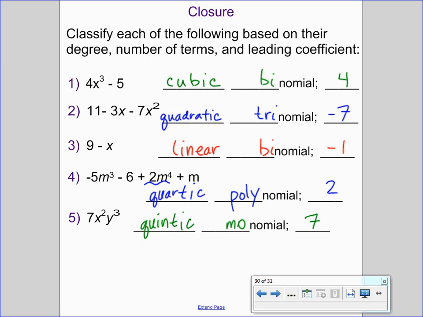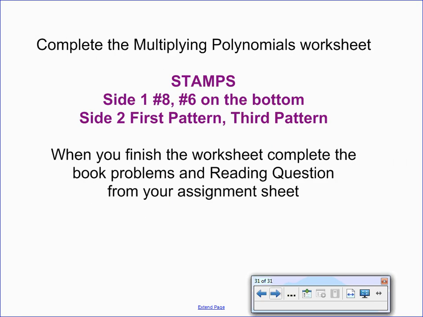What questions do you guys have on your closure today? Casey? So when it's a monomial, the degree is the sum of the exponents. Absolutely.